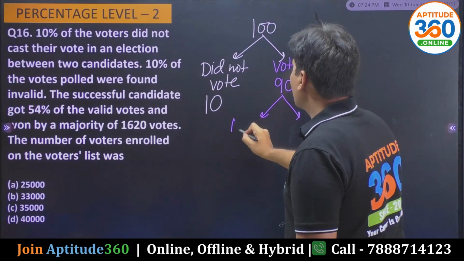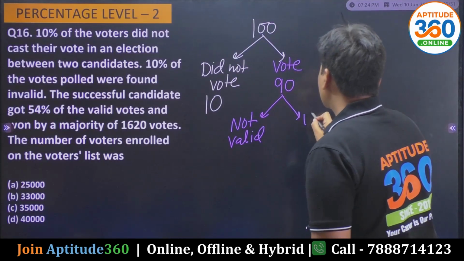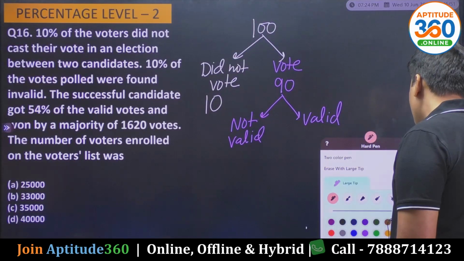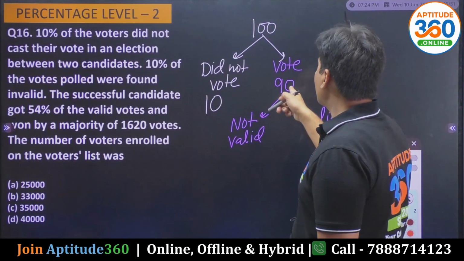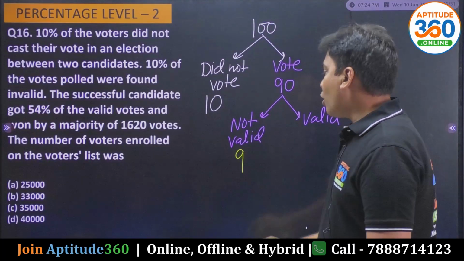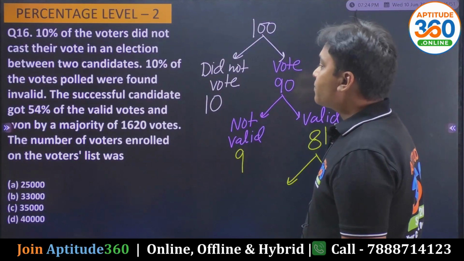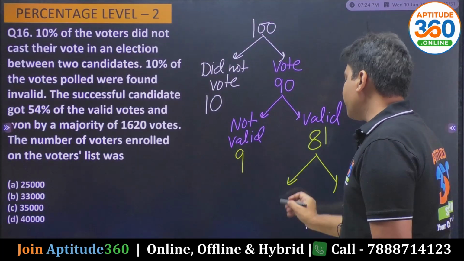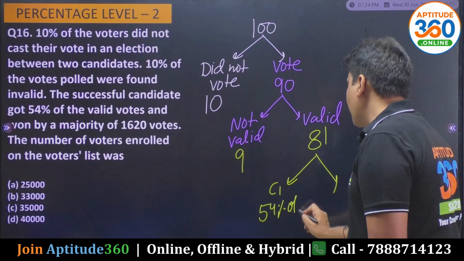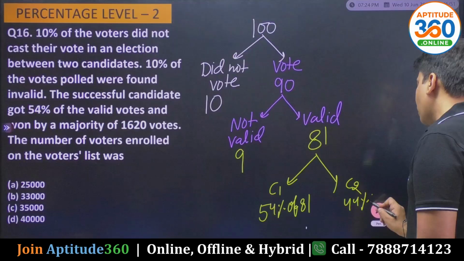Then you have got not valid and then valid votes. 10% of the total polled votes were found to be invalid. So 10% of 90, which is 9 votes, will be not valid. How many votes will be valid? 81. Now this problem further says that the successful candidate got 54%. So candidate number 1, who is successful, is getting 54% of valid votes. Candidate number 2 obviously is going to be getting 46% of valid votes.